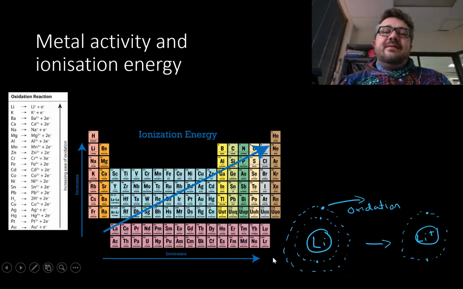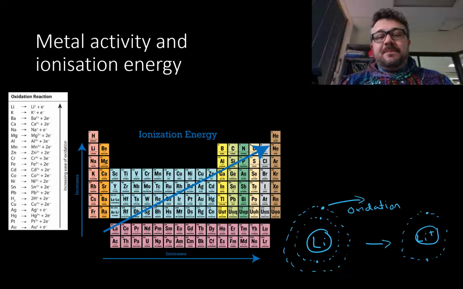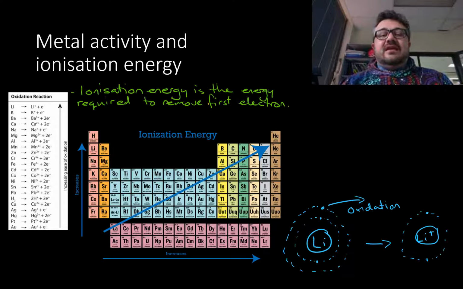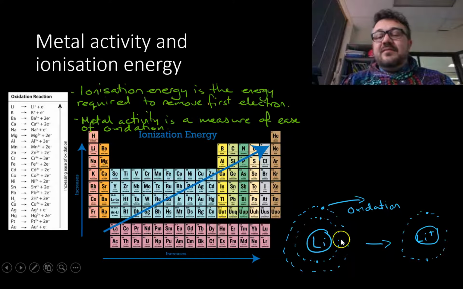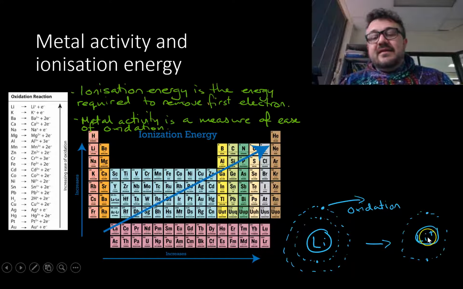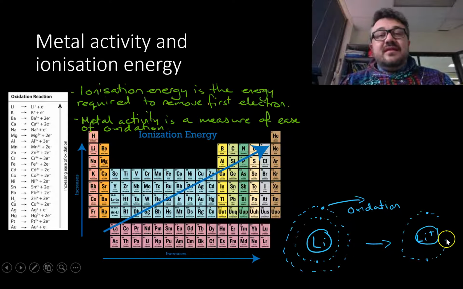So let's have a look at metal activity and ionization energy. Ionization energy is the energy required to remove the first electron. In other words, the energy required to oxidize an atom, because oxidation is loss of electrons, Leo the lion, depending on which one you prefer. So metal activity is a measure of the ease of oxidation. So we can see that there is a link here, and down here we go from lithium to lithium plus, and that's an oxidized lithium atom.